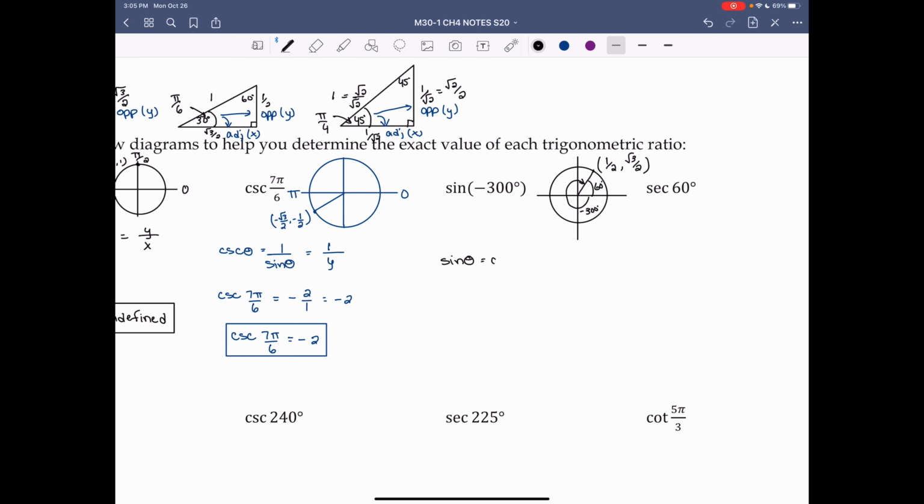Sine theta equals opposite over hypotenuse. But remember, in the unit circle, hypotenuse is 1, so opposite over 1 is really just the opposite. And the opposite side is the y coordinate, so sine theta really just equals y when we're in the unit circle. Then sine of negative 300 degrees equals the y value of the coordinate where the terminal arm for that angle meets the unit circle, which is root 3 over 2.